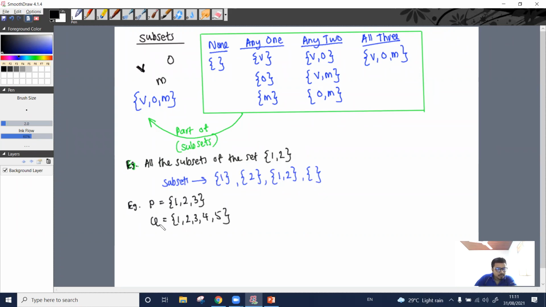Is P a subset of Q? Is this given set a part of this? Is the set P a part of set Q?